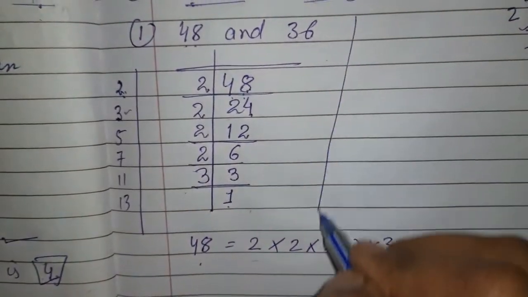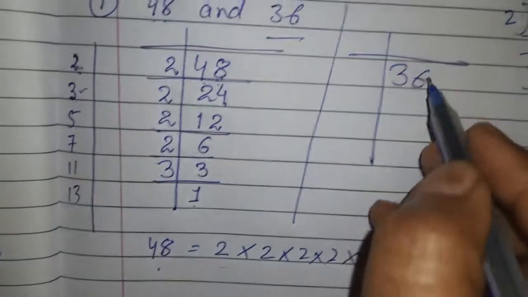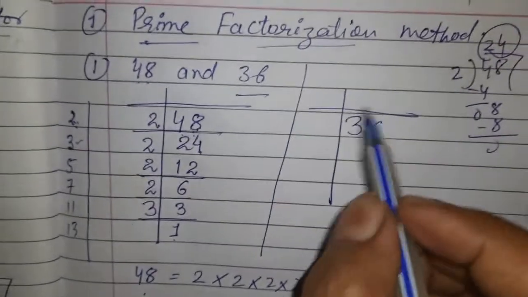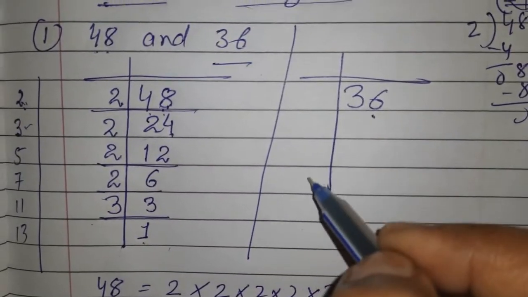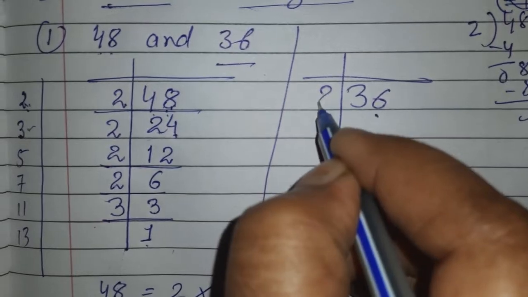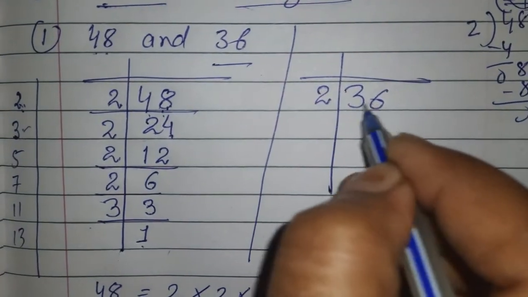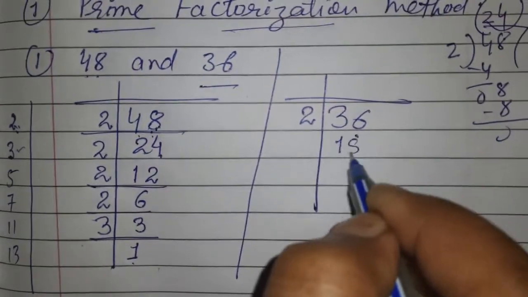Now the second number is 36. Take the 36. See, is it divisible by 2? Take the smallest number. Don't take a composite number this side. You should only take a prime number. So yes, it is divisible by 2. Divide by 2. When you divide 36 by 2, what will you get? Just see, 2 1s are 2, and then 2 8s are 16.